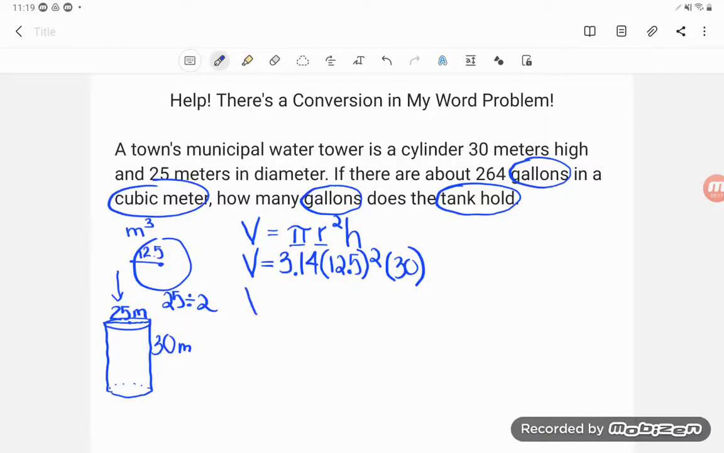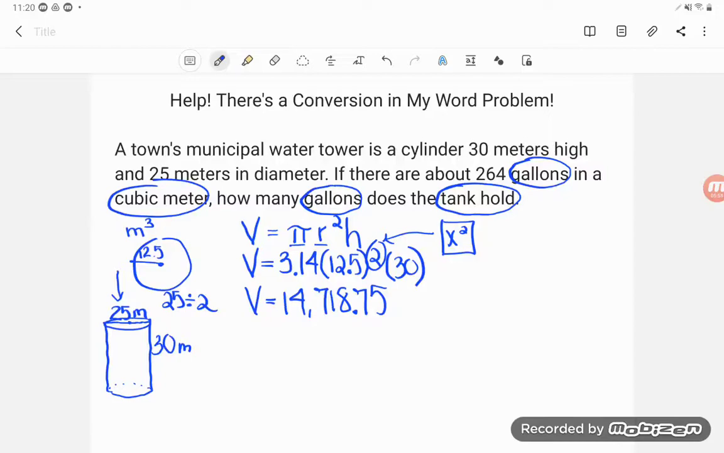And so I can just plug that entire expression into my TI calculator. I'll put 3.14. I'll open up a parentheses, type 12.5, close the parentheses. And then to get this little square, the easiest way to do that is to hit the x squared key. So x squared, and then open up a parentheses again, 30, close parentheses. And I get this long, ugly number, 14,718.75.